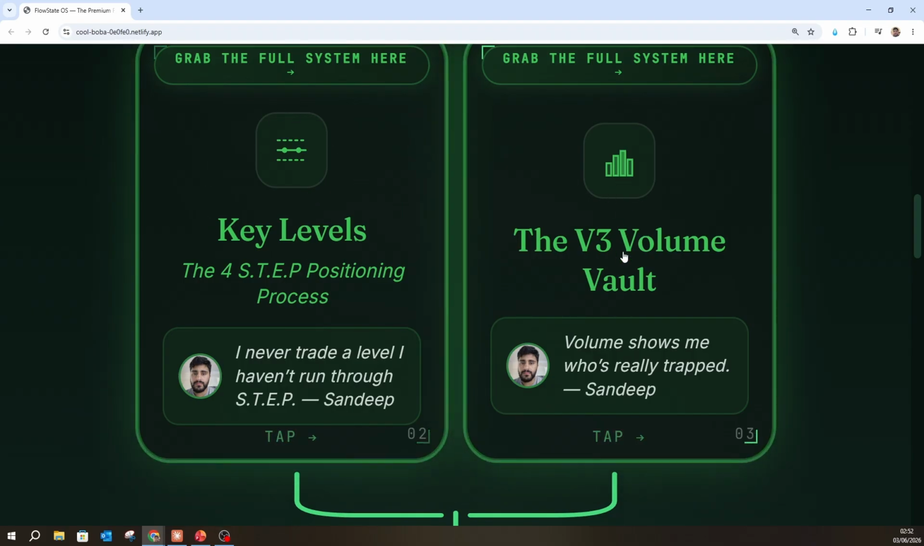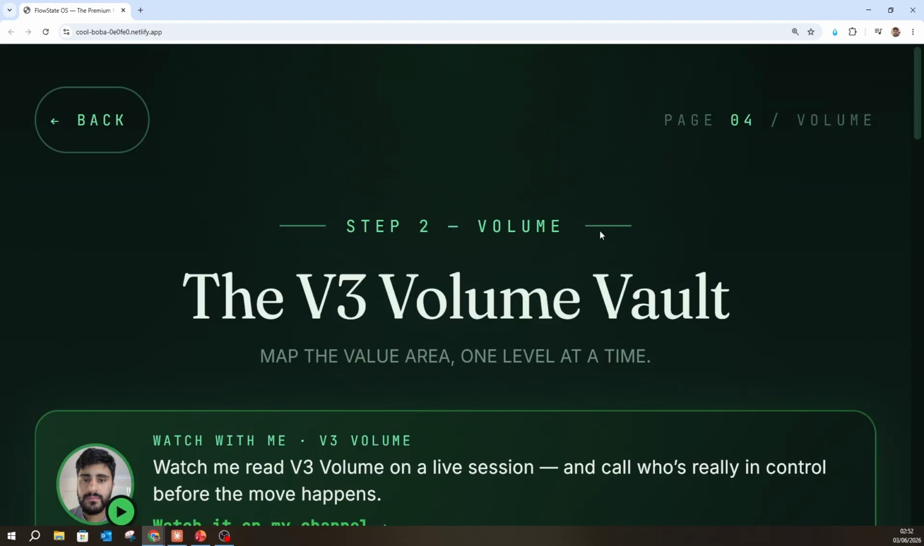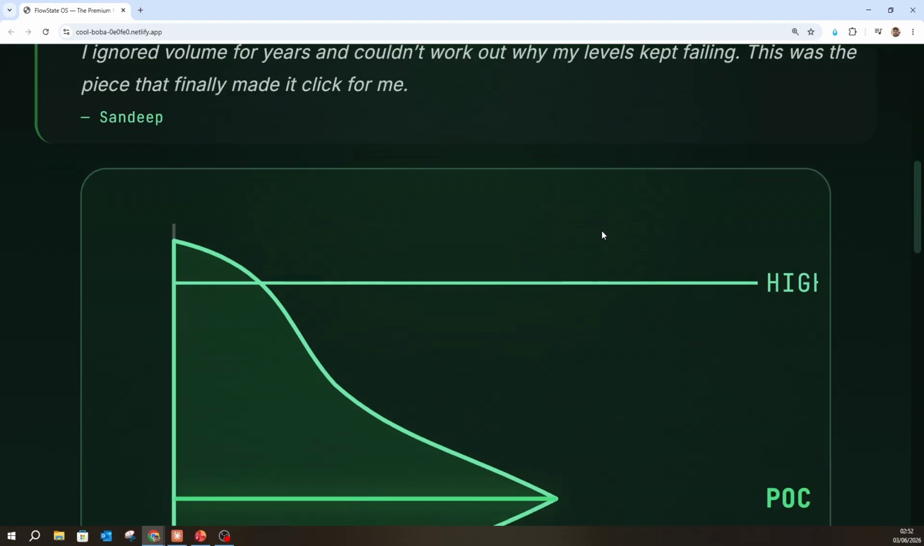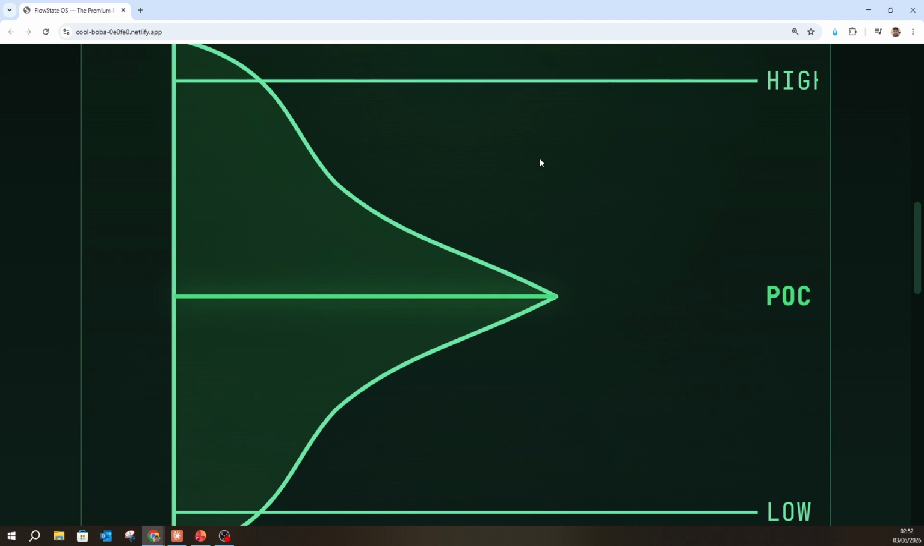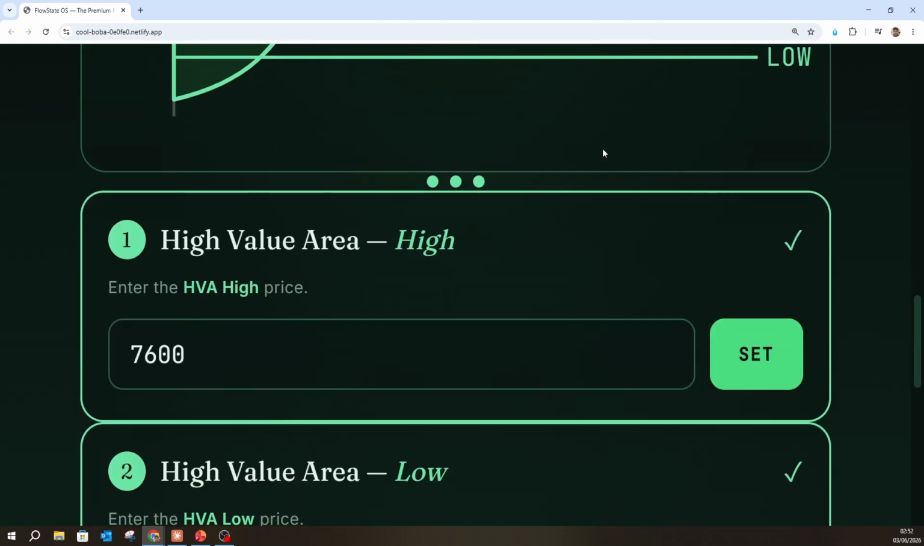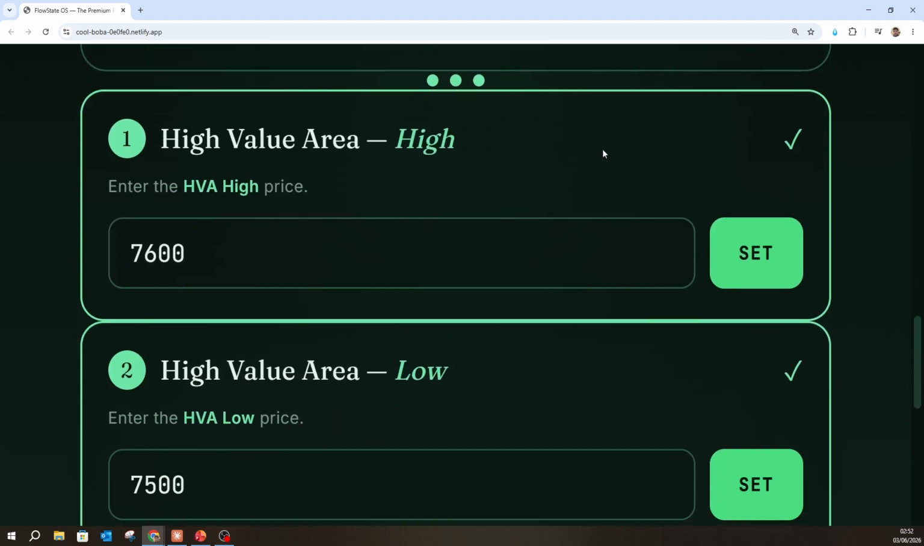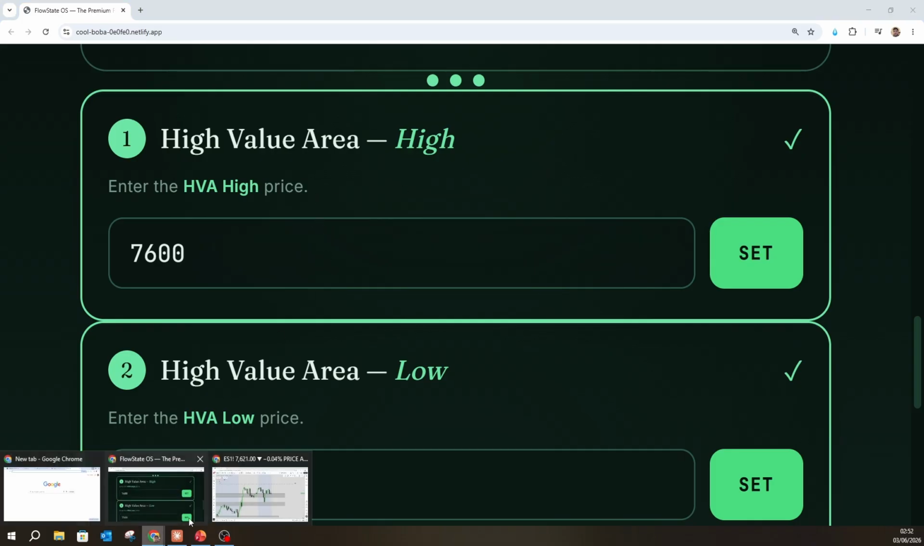We now want to move on to the V3 volume vault. The V3 volume vault essentially gives you an idea of what a market profile will look like, and the system is going to prompt you to put in the high volume area high. So how does this work from a charting perspective?